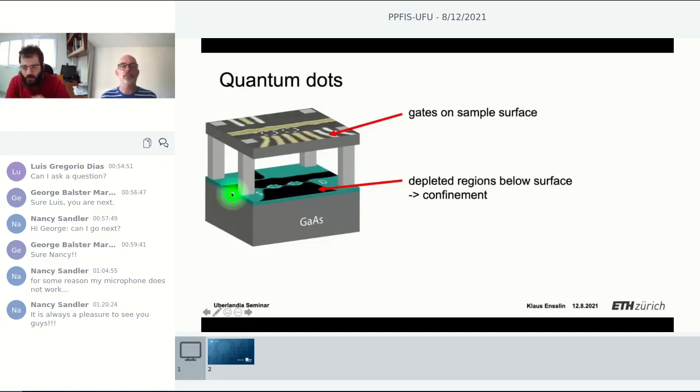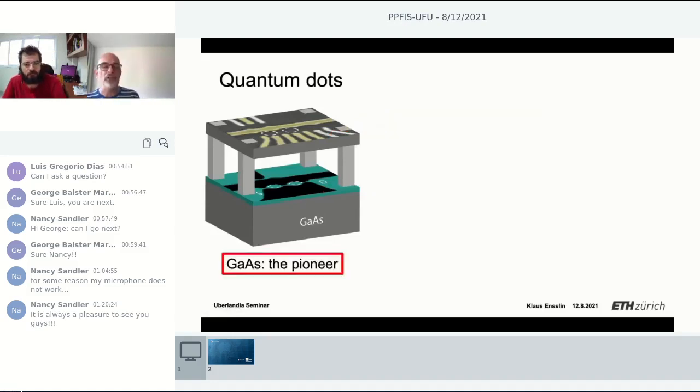That's a negative voltage to this top middle electrode. Then you have all the other electrodes here on the lower part of the sample that allows you to confine individual electrons and single, double, or triple quantum dots. And then there's a charge detector on the other side. So this is our workhorse, or has been our workhorse for the last 15 years. And I think a large community has worked that way. So I would say gallium arsenide is the pioneer.